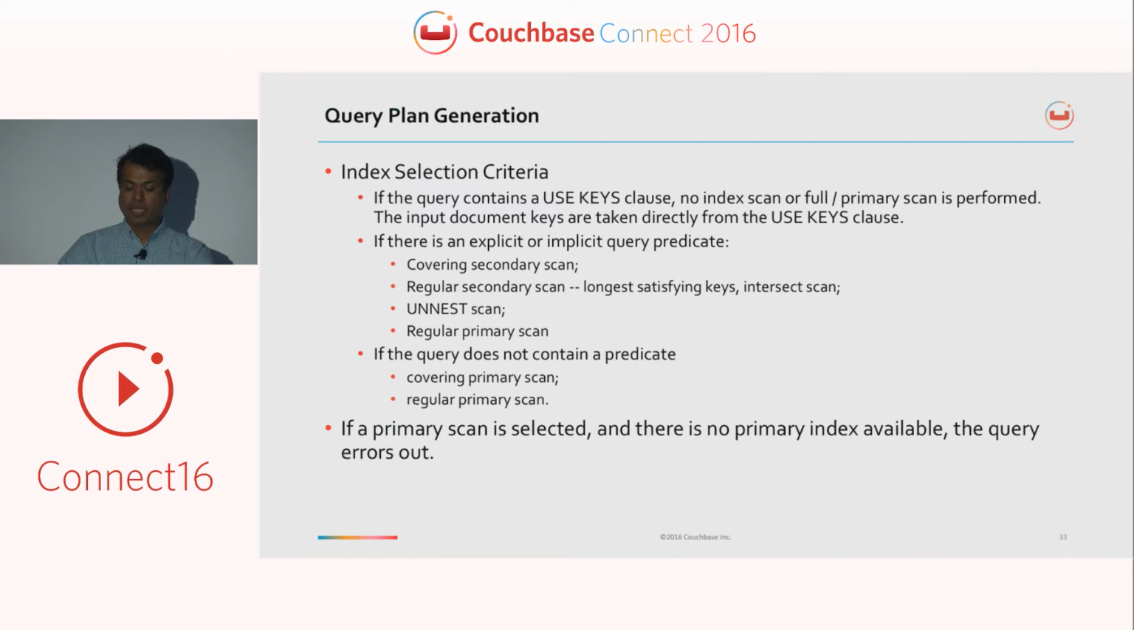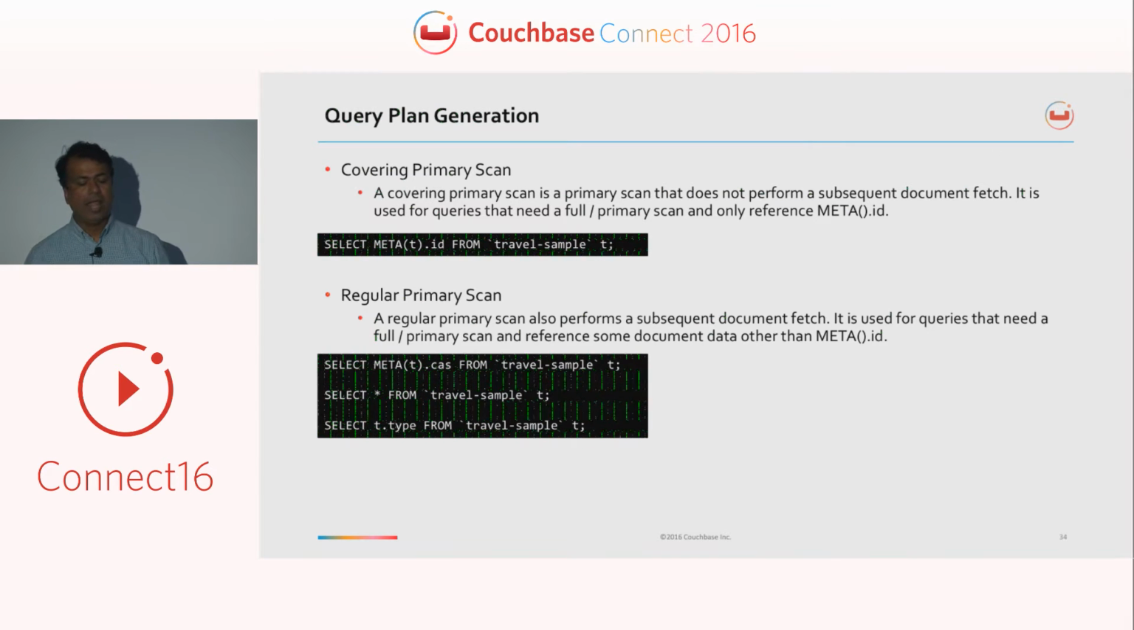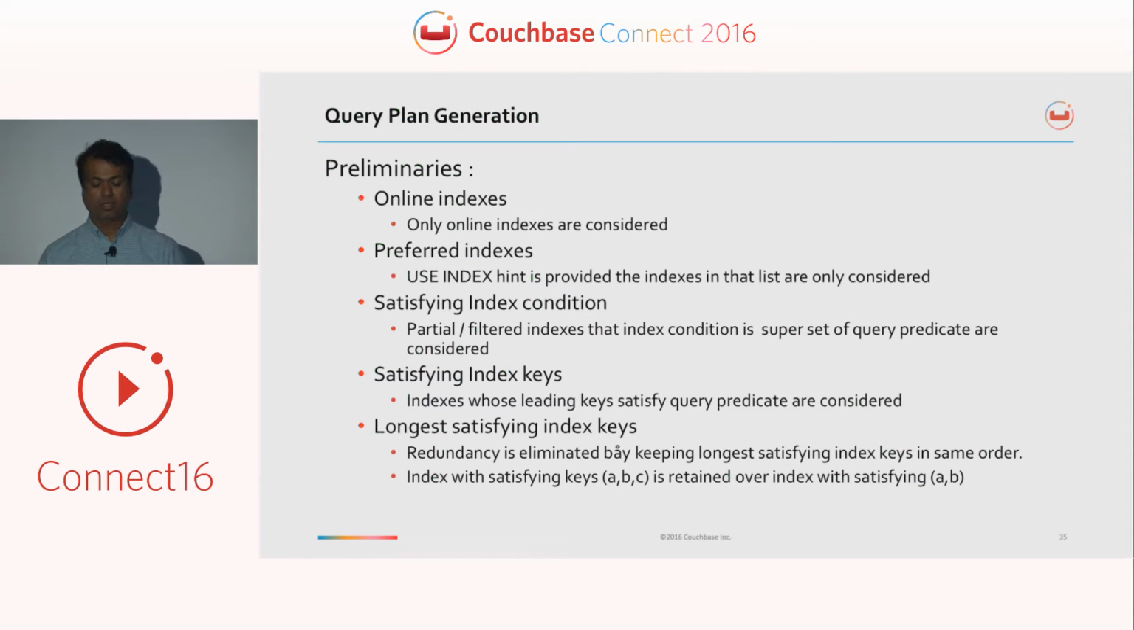Yeah, if the primary index is... we finally give the error. Okay, I said that. Primary index only contains the meta ID, that means the document key. So if your query is only accessing the document key, it's a covered primary scan, so there is nothing else we need to access, so we just use the primary scan. And for any queries that don't have any other predicates, we do the primary scan and then go and get the data from the bucket.